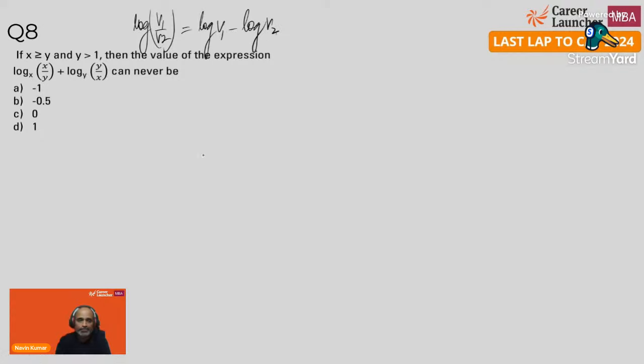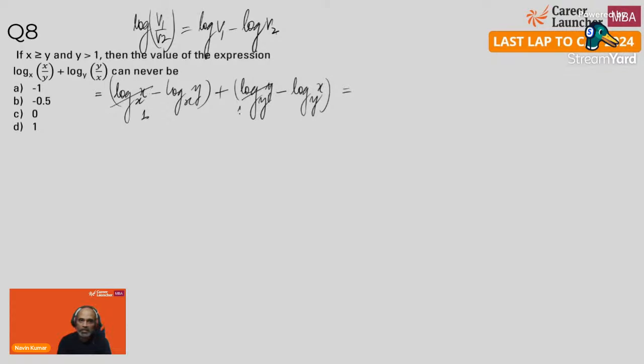The base is up to you. So here, my first log will become log x to the base x minus log y to the base x. This is my first. The second log will become log y to the base y minus log x to the base y. So log x to the base x is nothing but 1, and this is 1. So we get 2 minus log y to the base x plus log x to the base y.